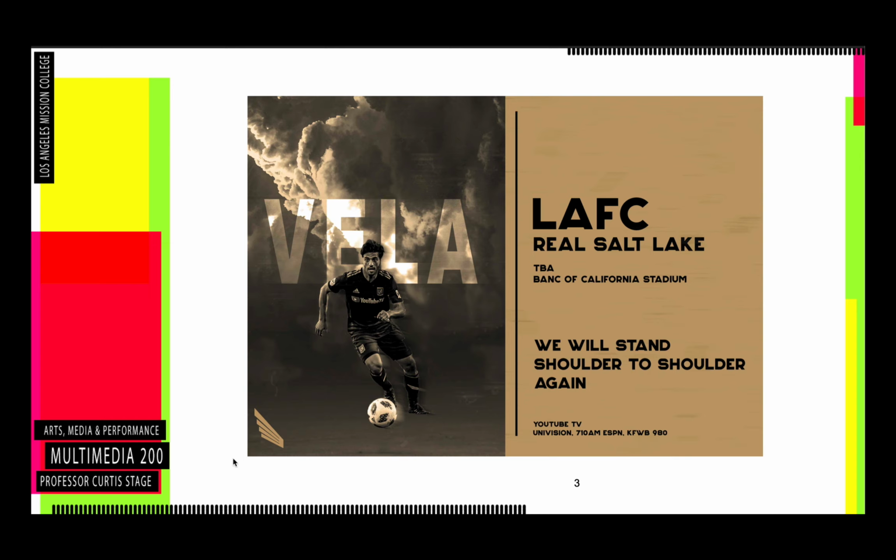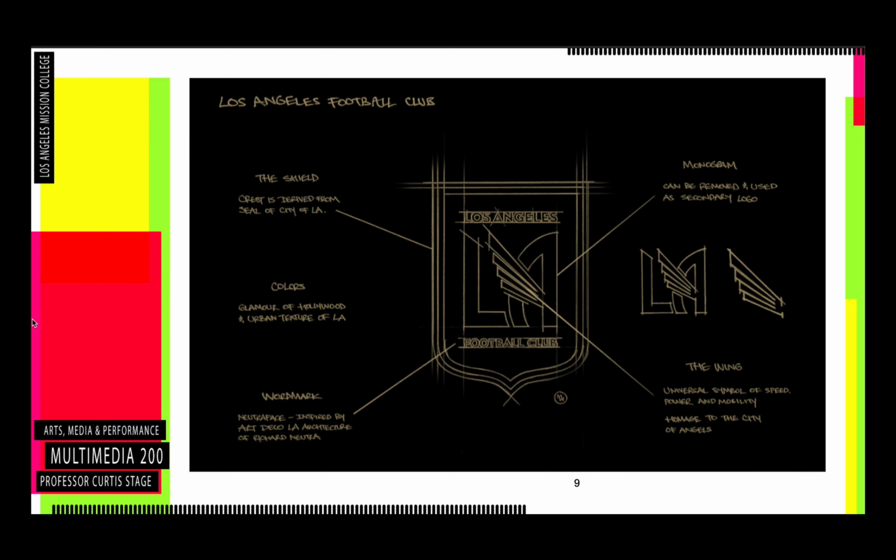I put the wing logo right there. I really like that. Not their full LAFC logo, which you can see on his uniform, but I like the wing there, just keeping it very minimal. So going back to this, him talking about the colors here, I like the glamour of Hollywood with the black and gold, but having an urban texture of LA.